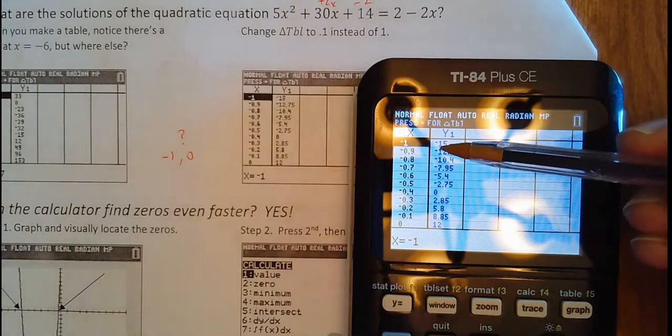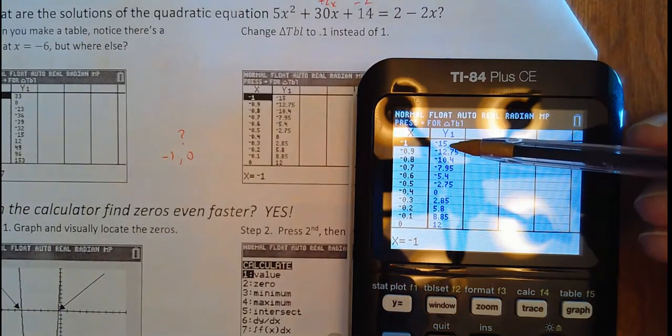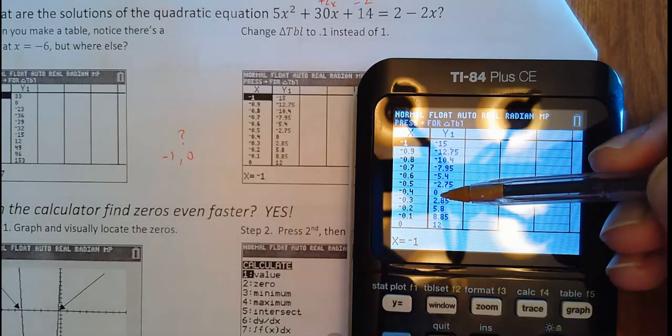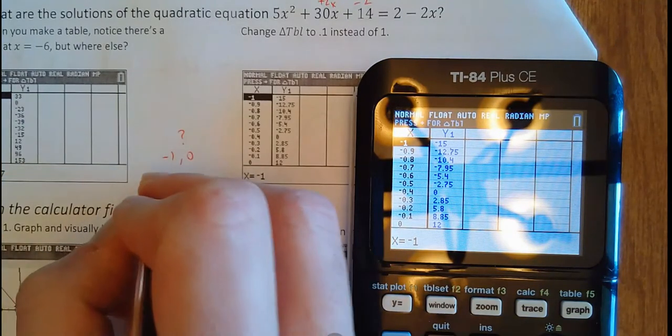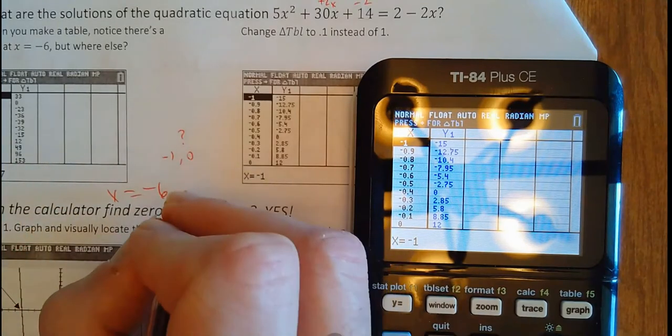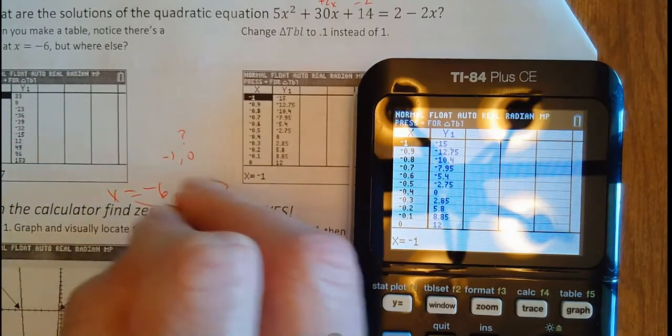So here's -1. Now at -0.9, see how it's getting smaller negative, smaller negative, smaller negative. And right there, I found it. It's a 0. So one of my solutions was at -6. The other solution here is at -0.4.